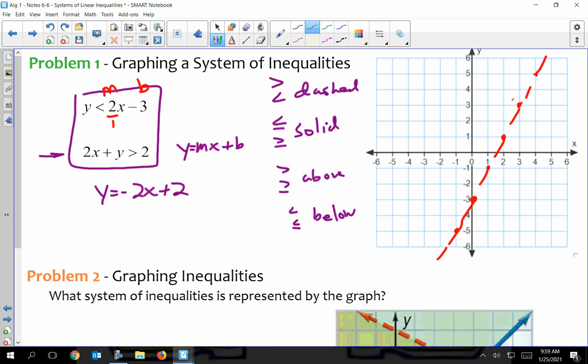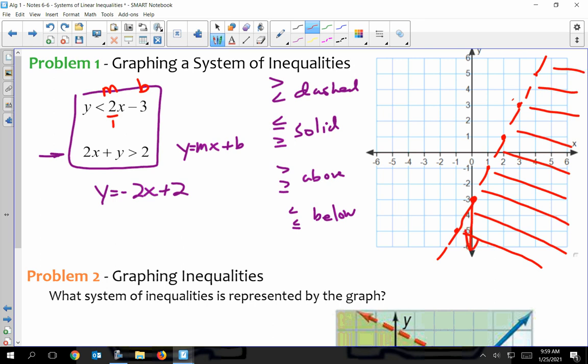Okay, and it's less than, so it tells me to shade below. Okay, so the y values were going smaller in this direction. Remember, y values getting smaller that way.